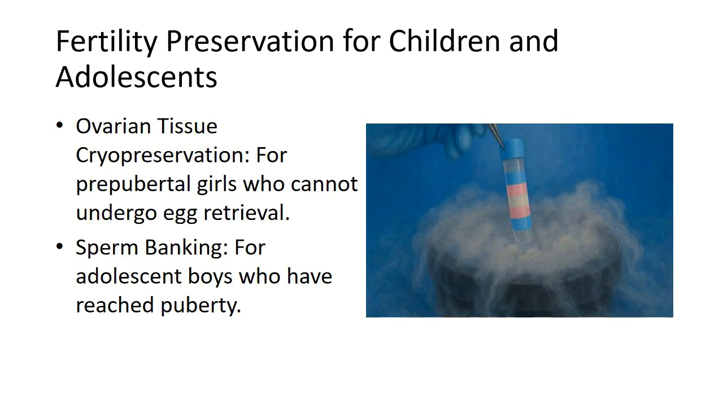4. Fertility preservation for children and adolescents. For prepubertal children, options are more limited, but advancements have made fertility preservation more feasible. A. Ovarian tissue cryopreservation for girls. Ovarian tissue cryopreservation can be used for young girls who have not yet reached puberty and therefore cannot undergo egg retrieval. The tissue is frozen and may later be reimplanted or used in IVF, though the technique is still being refined.